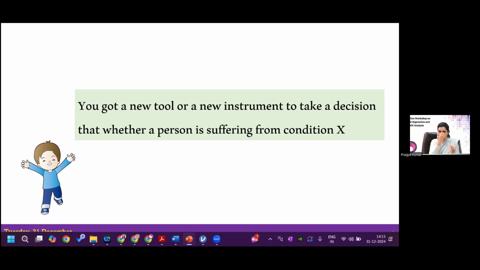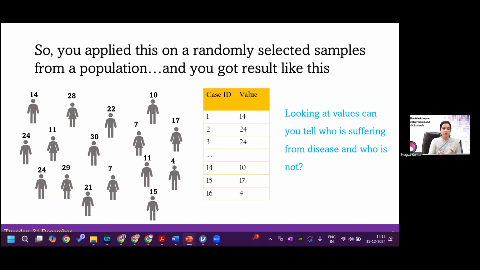Let's say I developed a new instrument to decide whether a person is suffering from a condition, and let's assume that condition is X. I applied that test to a randomly selected group of people, and these were the results. Case ID 1 has a value of 14, case ID 2 has 24, then 3 again 24, and then 10, 17, and 4. Just by looking at these values, can we tell who is suffering from disease and who is not? If I have only this information, can I conclude?